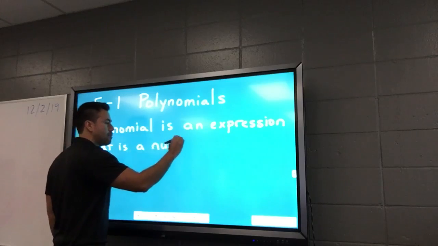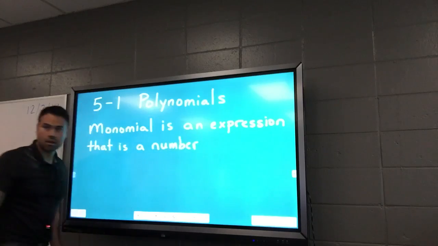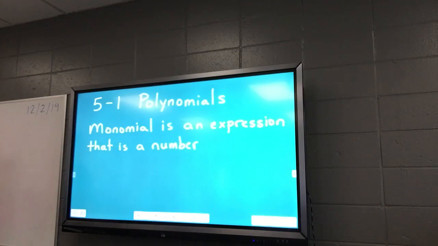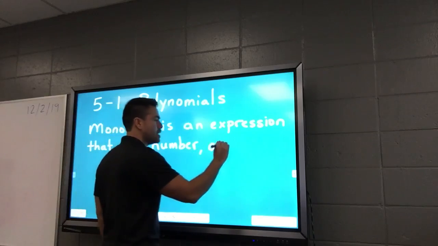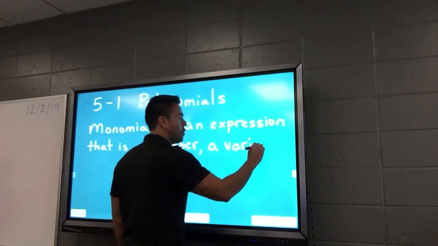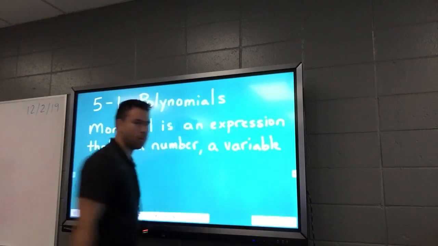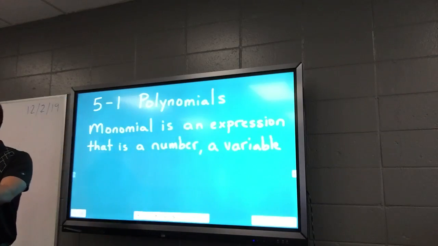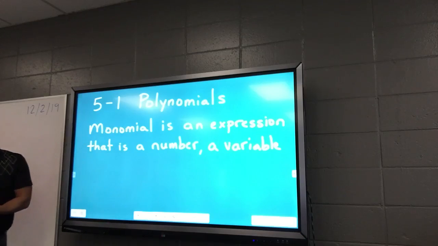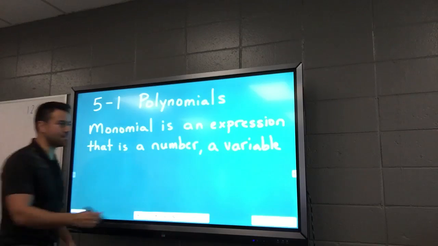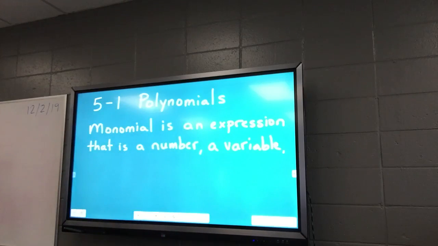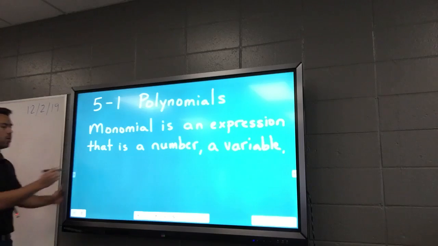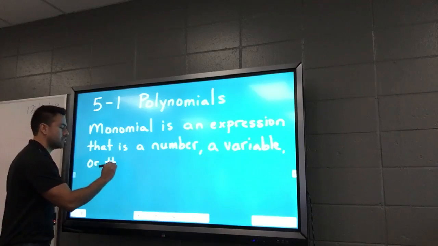This is the first type of monomial. It's just a number. So the number 10 is a monomial. The second type is a variable. So if I just had the variable x all by itself, that's a monomial. The third type is a little bit more complex, but that's what I'm going to try to drill into you right now. Or the product.